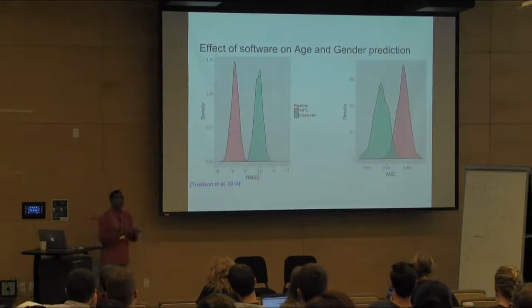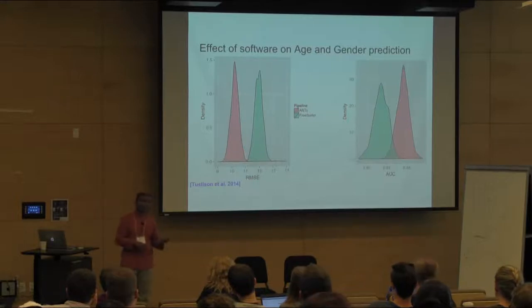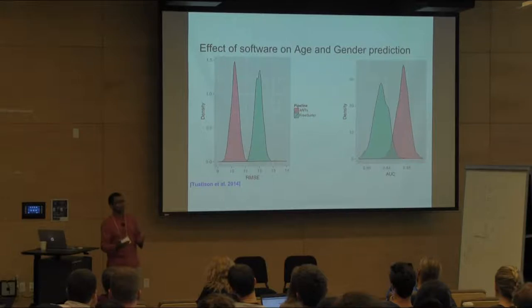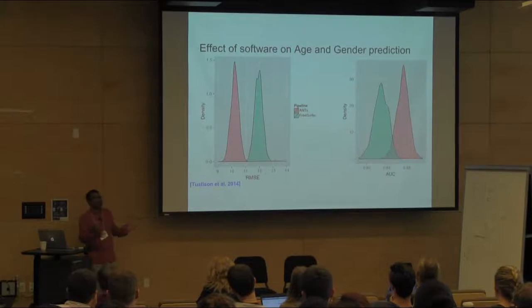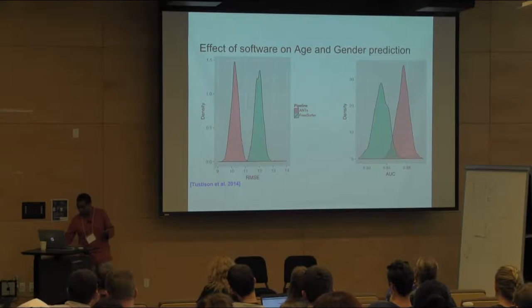Finally, there are interactions. So this is looking at prediction of age and gender in a cohort using processing that was done either through ANTS or through FreeSurfer. And this is using machine learning based on features extracted from either of those two, and you can see distributions in results that come out as a result of the different kinds of processing. So what software tool we use also has differences across targeted applications.